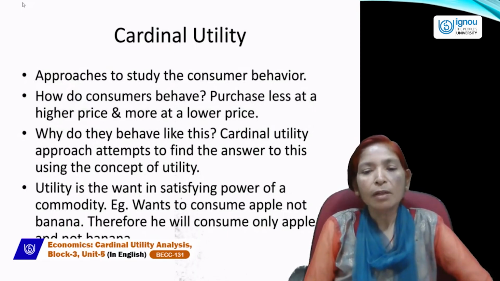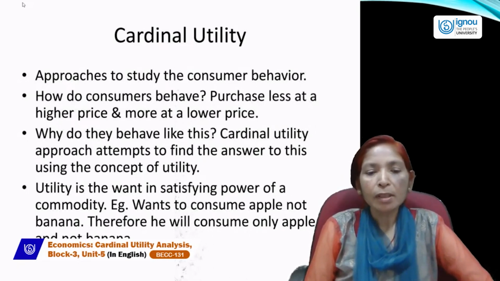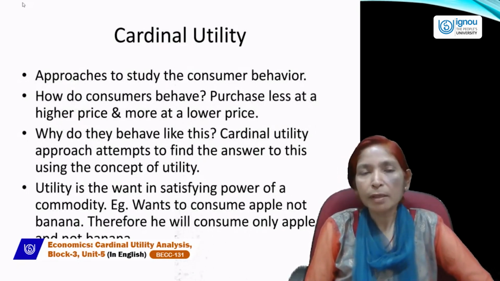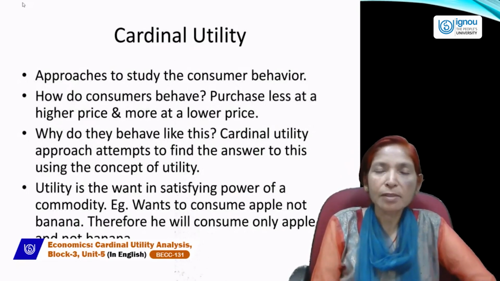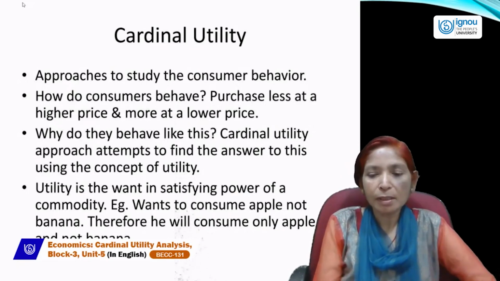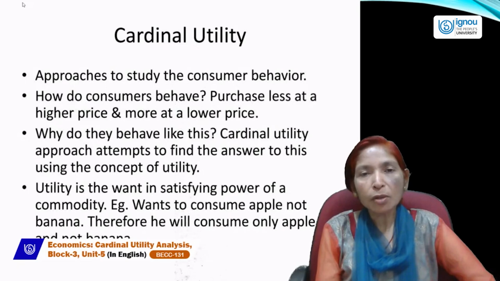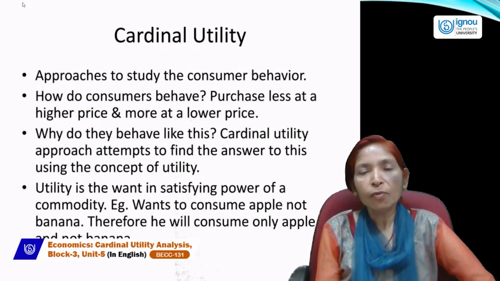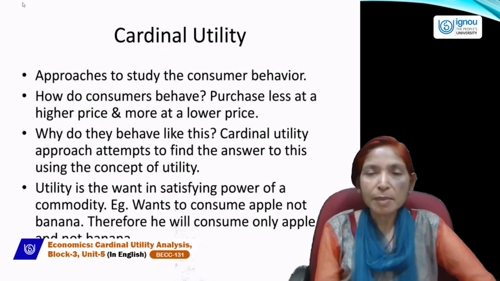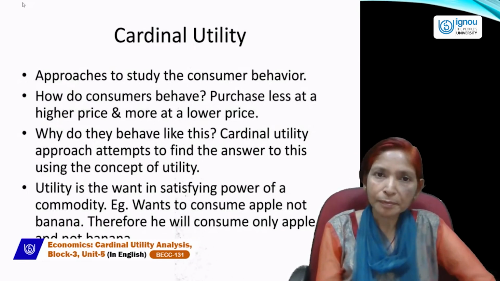For example, someone wants to consume an apple, not a banana. Therefore, he will consume only the apple, not the banana, because the apple will give him maximum satisfaction. So if your want is to consume an apple, then the apple will give you maximum satisfaction. And if you want to eat an orange, then the orange will give you maximum satisfaction. It means that the orange has utility power.